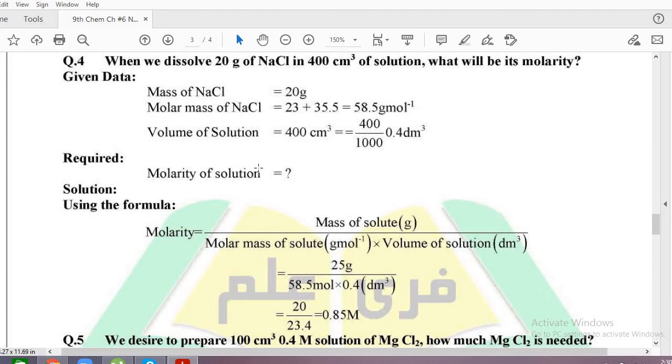And then the molar mass of solute, calculating NaCl, is 58.5, as sodium is 23 and chlorine is 35.5, which comes out to be 58.5. And again the volume of solution in cm cube they have given us here, as you see in the question. So divided by 1000, and the answer comes out to be 0.4. Dividing these 2 numbers, you will get 0.85. So please never mind this 25. Here it should be 20. They have done it mistakenly.